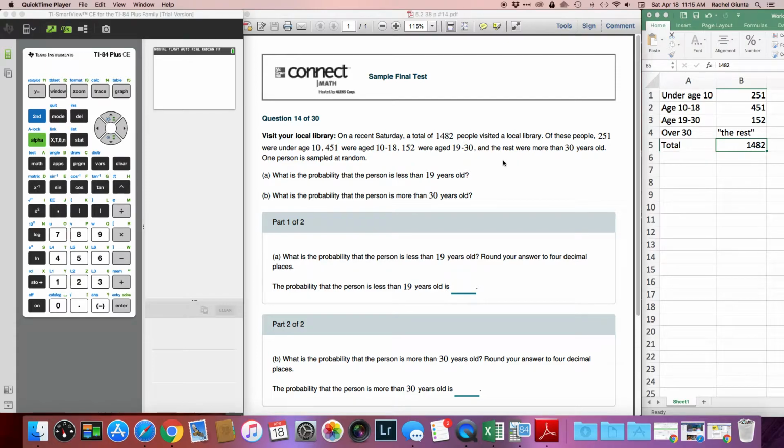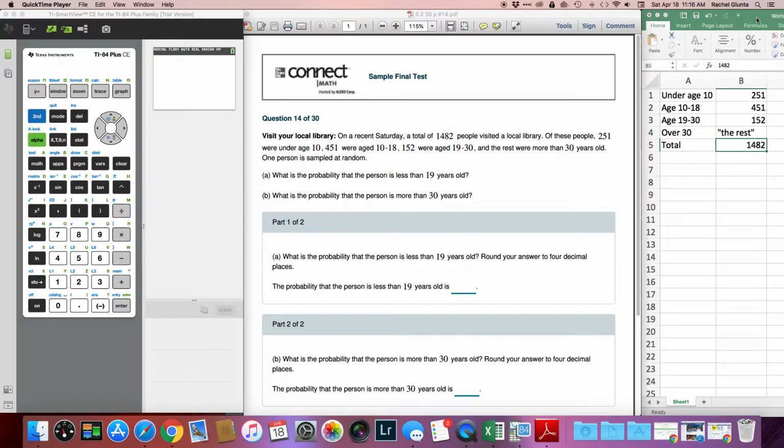So generally, when it's asking for a probability, what you're going to use to calculate that is the part that they're asking about divided by the whole. For part A, we'd want to know how many people were less than 19 and divide it by the total of all the people that visited the library, and similar for part B.